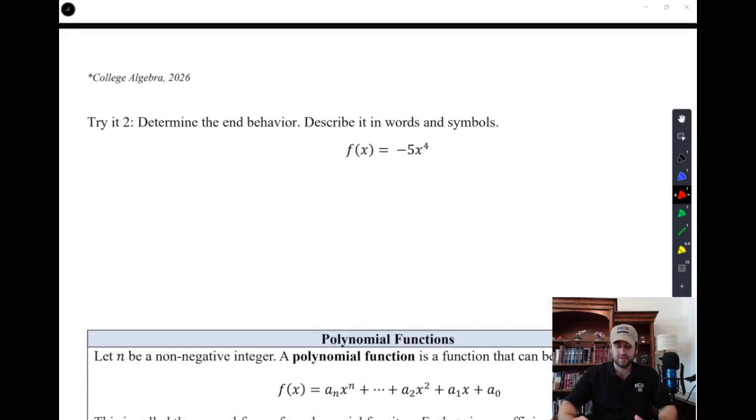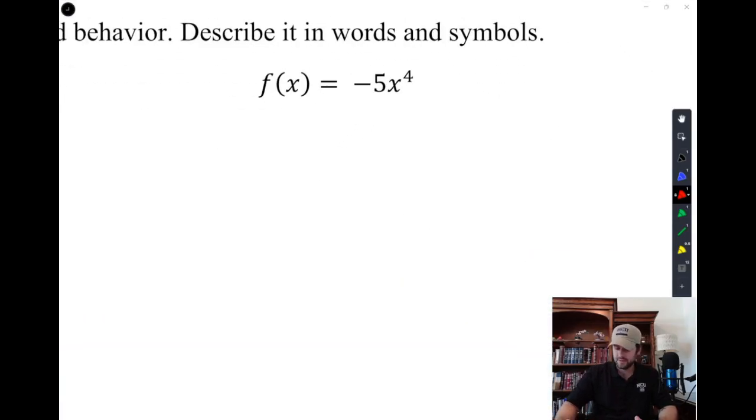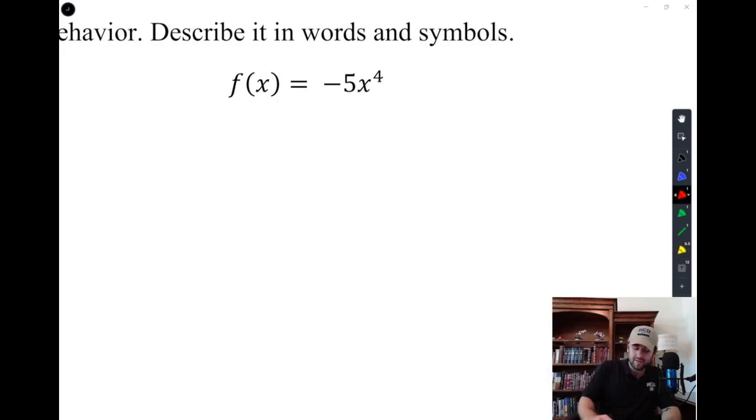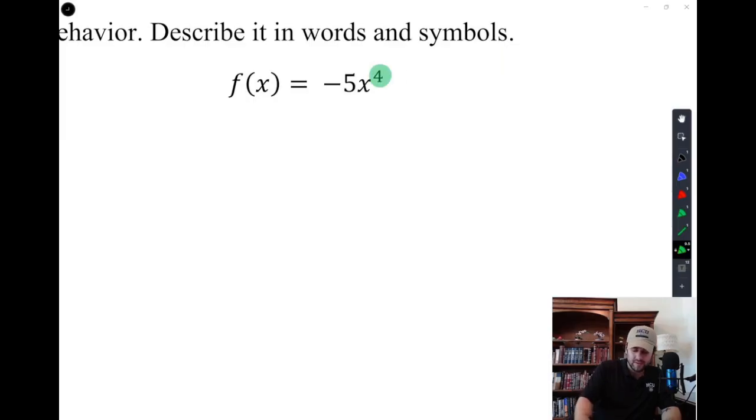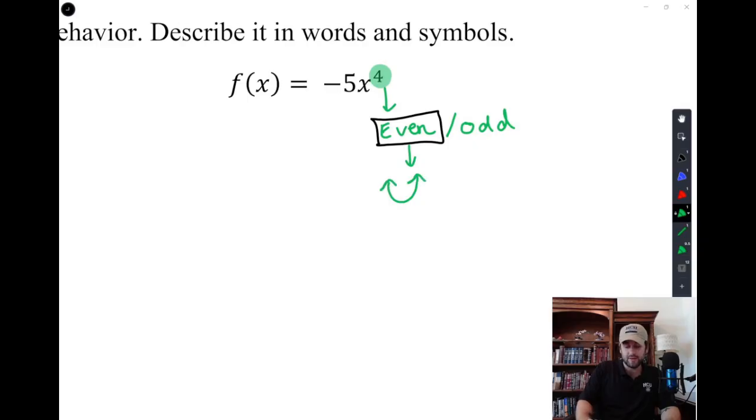So here we go. We are going to determine the end behavior and describe it. Here's where I'm going to show you where to look for this positive, negative, even, odd. For the even, odd thing, we're going to look right here. This yellow highlight, well, I'll make it green. This green highlight is going to tell us even or odd. And because it's even, it gives us that our behavior is either up like this or down like this. We haven't decided which one yet. That's going to be based on the positive or negative.